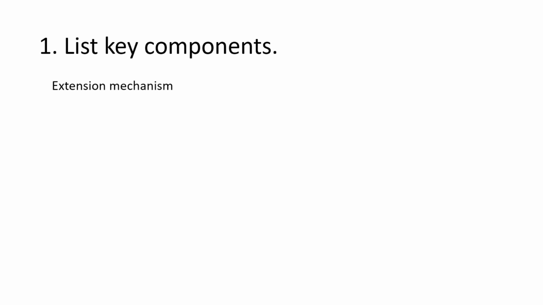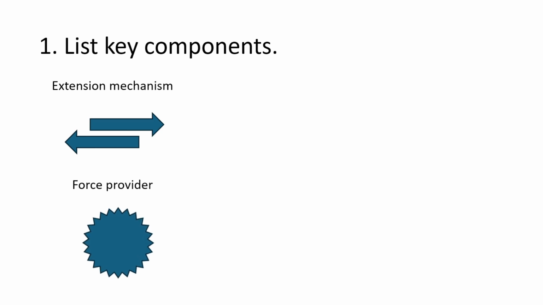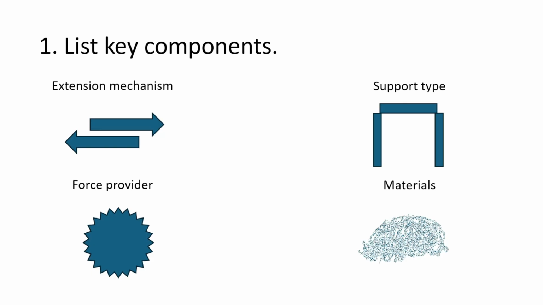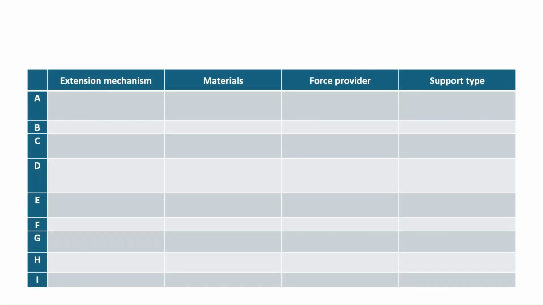First, the extension mechanism. In other words, what physical shape will allow the ceiling to transform between open and closed? The force actuator. What will drive the movement of the ceiling from open to closed and back? The supports. How will the ceiling be supported by the walls and kept from falling into the room? And then the materials. What basic type of materials will it be made of? Now let's make a table with the components as the column headers.